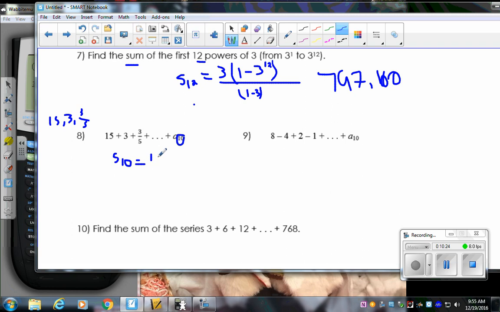First number is 15. My ratio is 1/5. How did I get that? I worked backwards and I divided. Okay, so since my ratio is a fraction, I need to put that in parentheses. It will just be an ugly mess if I don't. To the 10th power, divided by 1 minus my ratio of 1/5.